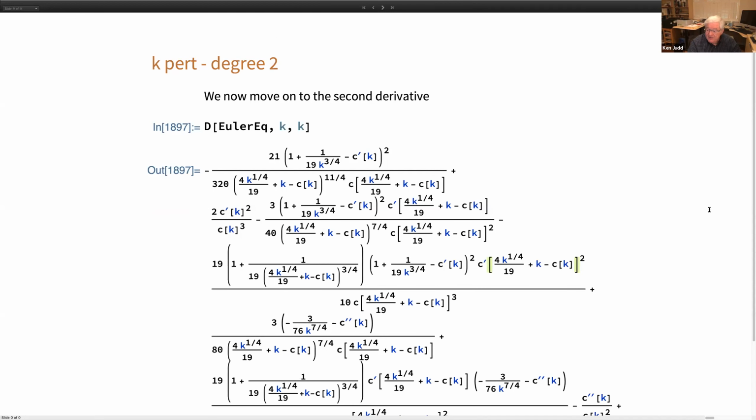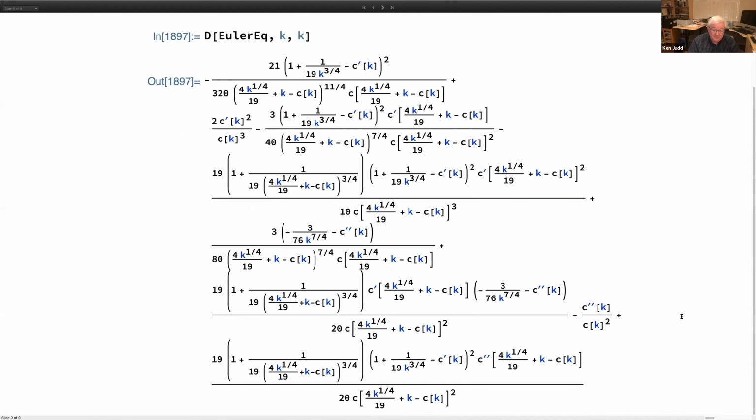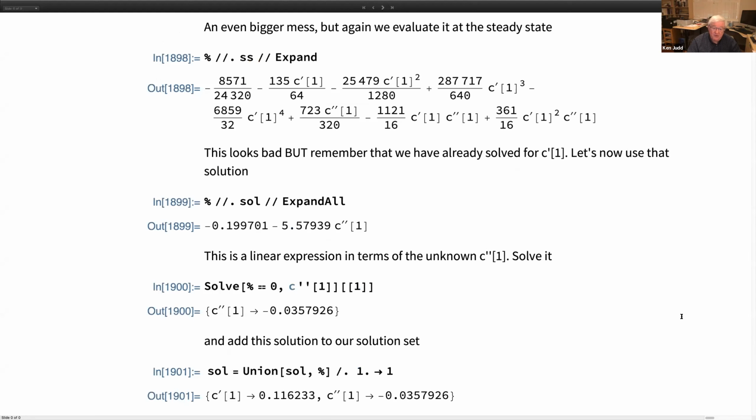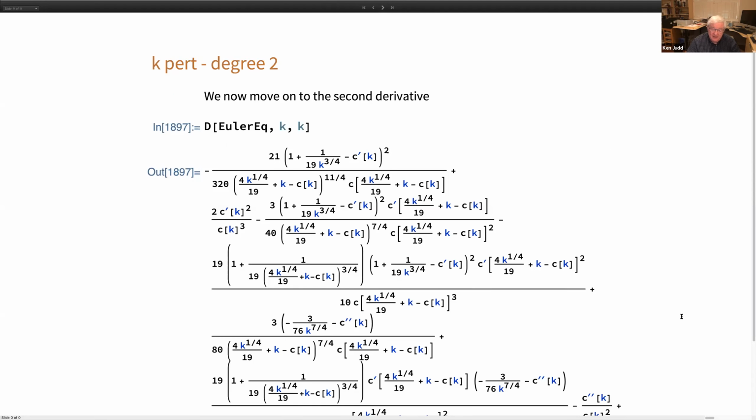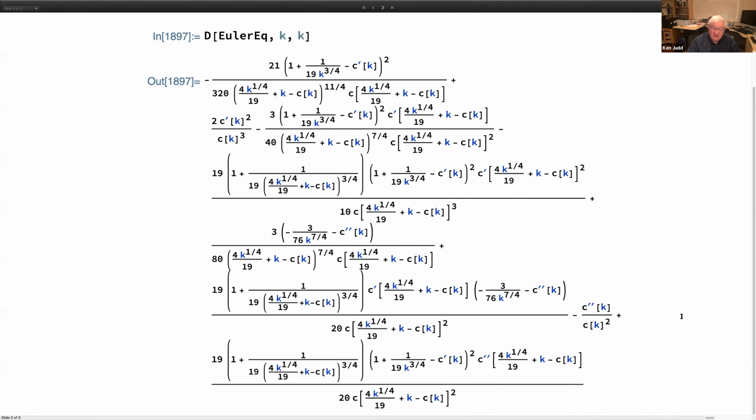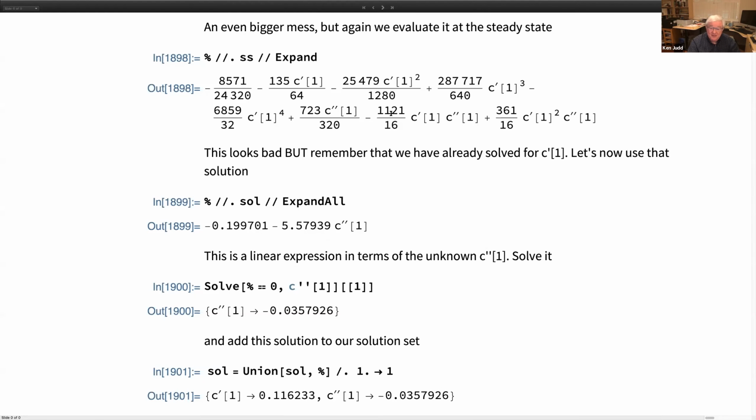Now, this is what I probably had. Okay, now let's look at the second derivative. Apparently I can't get this reduced. Anyway, as you can see, this is a mess. You don't really want to look at it. Now, however, we want to evaluate this whole ugly thing at the steady state. And look at what happens. Wow, it becomes much simpler.